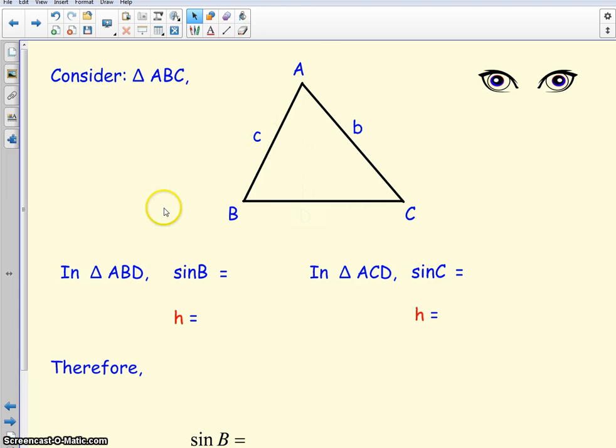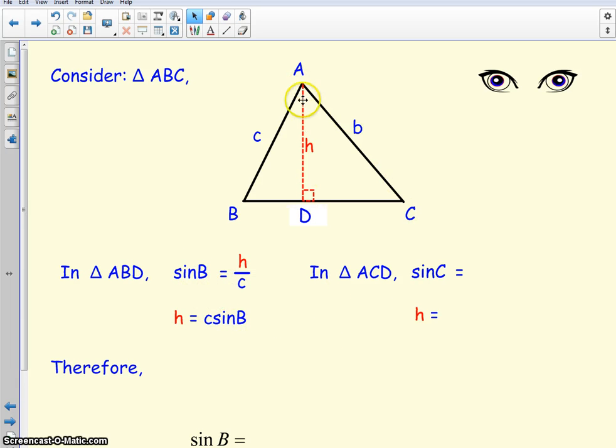So here we have a typical acute triangle, so there's no right angle in it. What I'm going to do here is drop down this vertical and create two different right triangles, one being ABD, the other one being ACD. I'm going to look at each of these triangles separately. In triangle ABD on the left, the sine of B is opposite over hypotenuse, which is h over c. I'm just going to rearrange the equation to solve for that height, which means it's going to be c times the sine of B. I'm going to leave that alone for now and come back to it later.